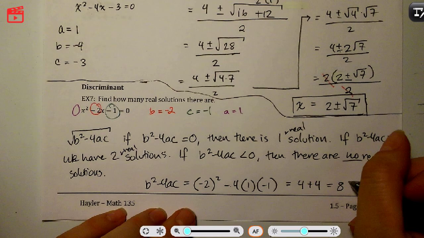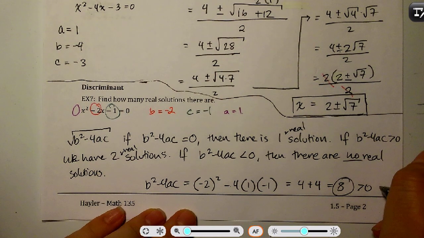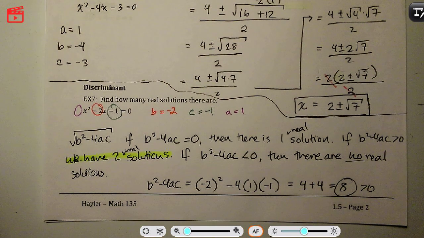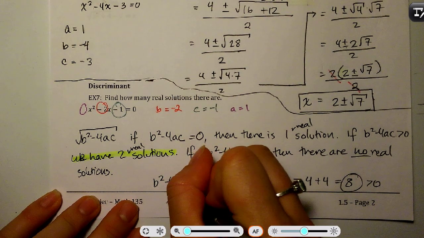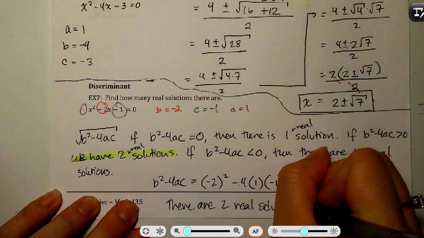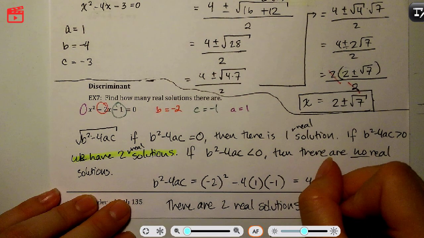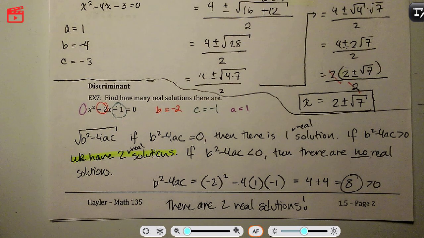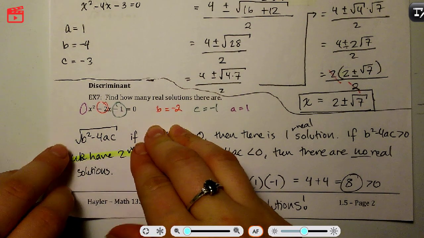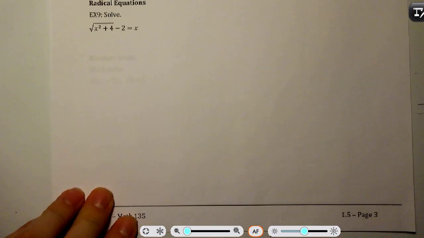Well, since this number is greater than 0, that means we have 2 real solutions. So your answer would be there are 2 real solutions. Kind of neat way to check on things there. All right, we're chugging along well here.